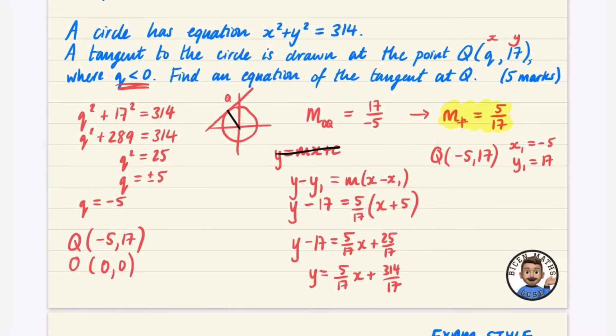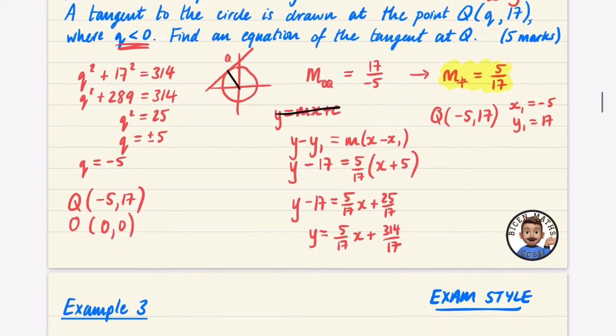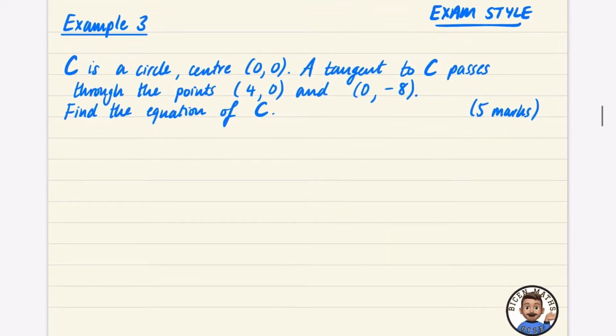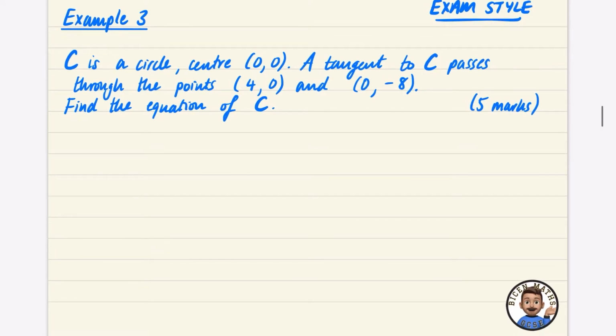Okay, so let's have a look at the third example, which is also an exam style question, and it's also a 5 marker. This time it says that C is a circle, centre O. A tangent to C passes through the points (4, 0) and (0, -8). Find the equation of C. So we're kind of going backwards in this one.